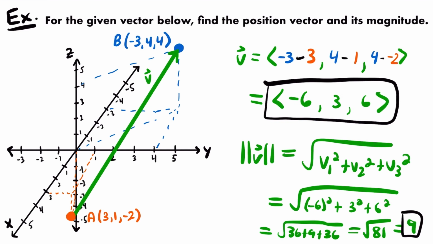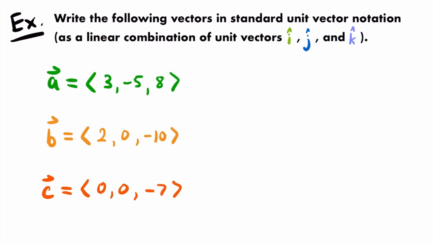Okay, let's take a look at a different example. All right, so for our next example, we want to write the following vectors in standard unit vector notation. Another way that you might hear that called is writing it as a linear combination of unit vectors i, j, and k.